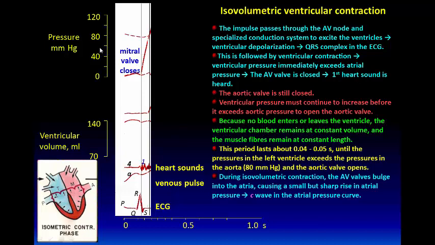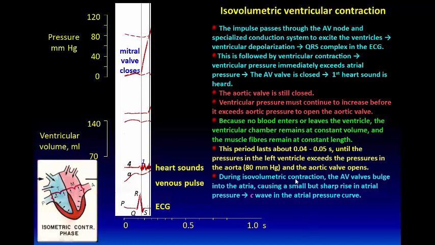So can you see here, these are the changes. This is now the left ventricular pressure during the isometric contraction phase. It was initially approximately 3 or 4 millimeters of mercury, and during the isometric contraction phase it increases, and when it reaches 80 and slightly above 80, it opens the aortic valve.